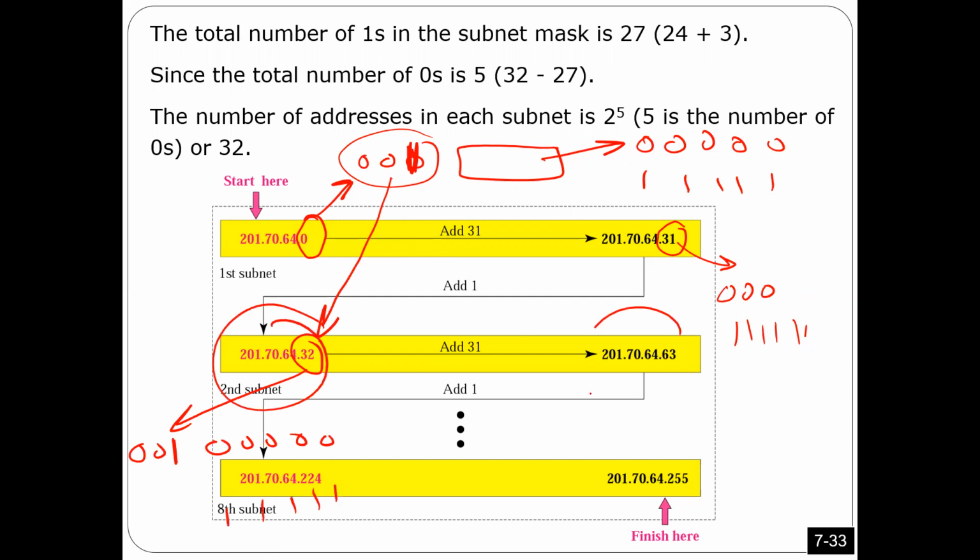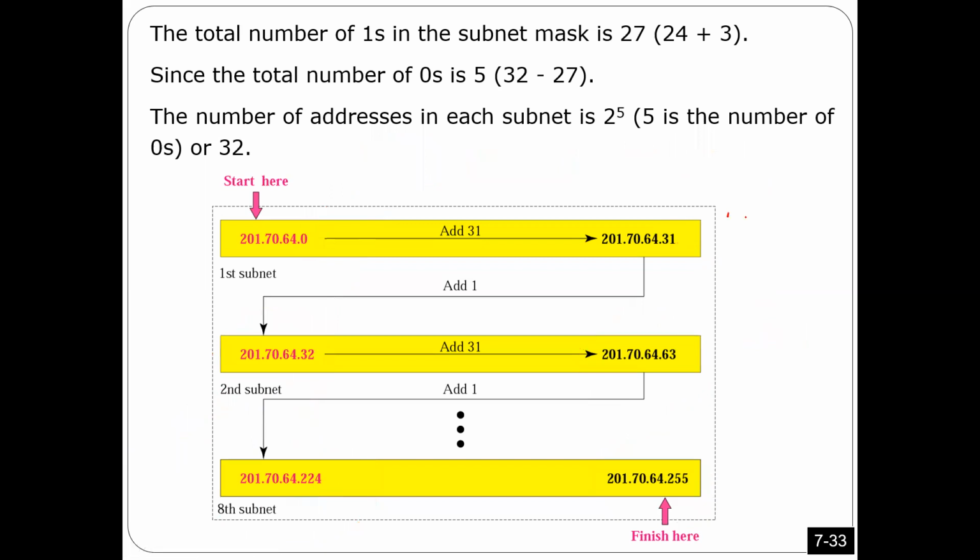So you can get this one and you can get this one. You can get this one and so on until the last one. In the last one here, because we have 8 of them, in the subnetwork we are going to have 1, 1, 1. But in the host, you are going to start from 5 zeros until 5 ones.